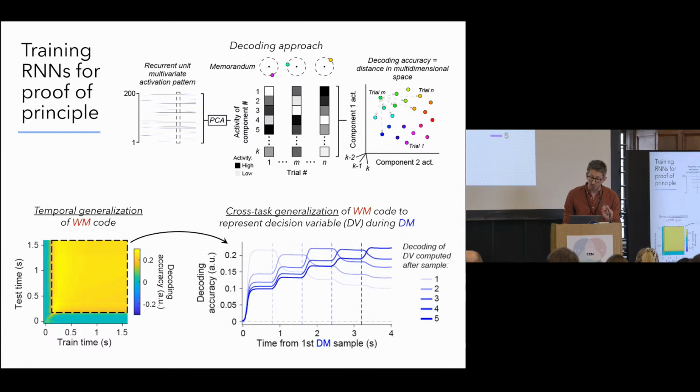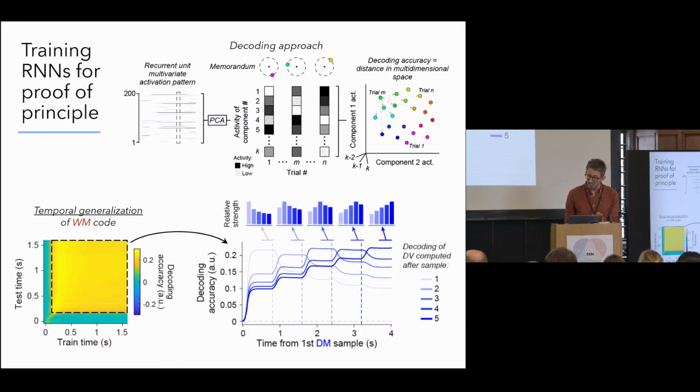Importantly, though, there's also strong generalization of this code across tasks now to predict the evolving decision variable on the integration task. So in the analysis shown here, we trained a decoder to predict working memory targets based on unit activations during the working memory task delay period, and we then applied that same decoder to decode the evolving decision variable during the integration task, and we found that this worked very well.